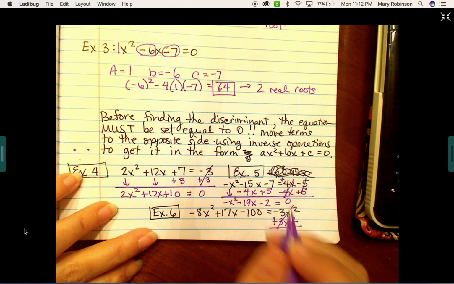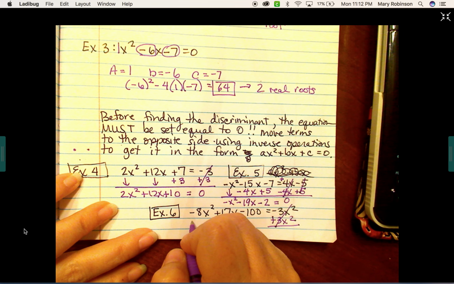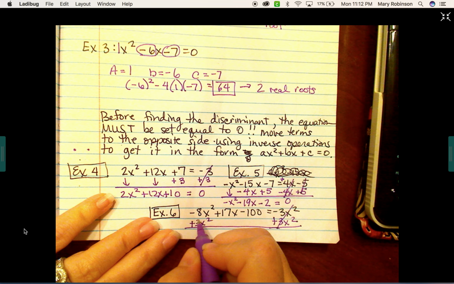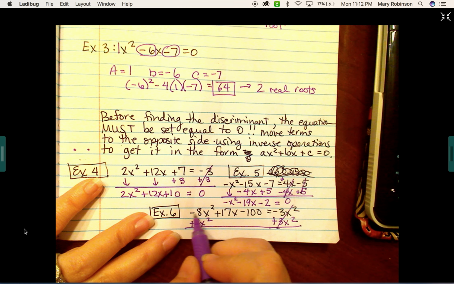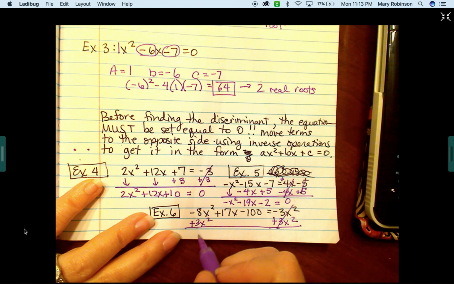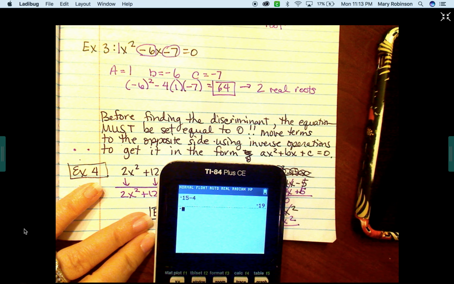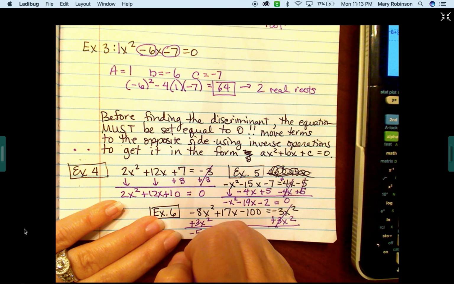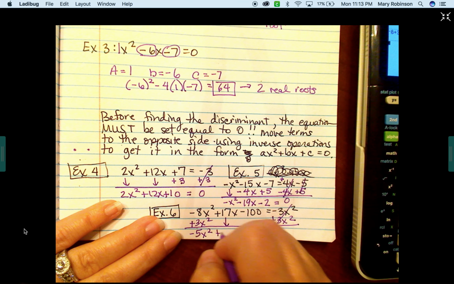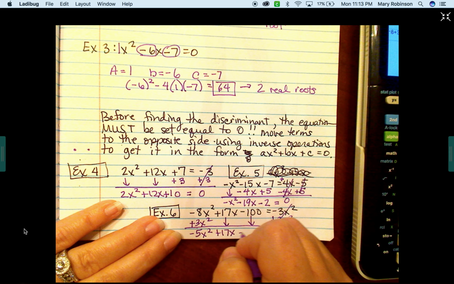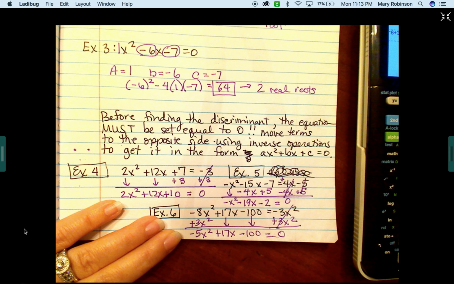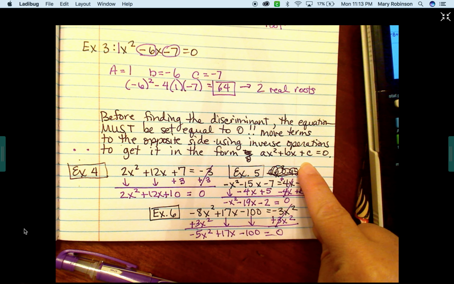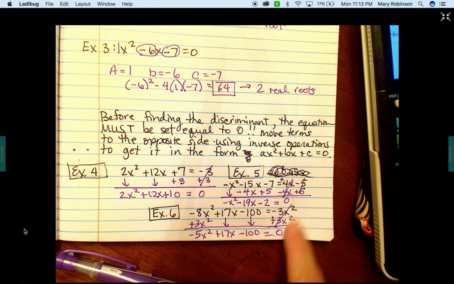So if I add 3x squared on the right, I must also add 3x squared on the left. Kind of running out of room here, but then we just do the math. Negative 8x squared plus 3x squared. Negative 8 plus 3, if you're not great with integers, is negative 5x squared. Bring this down, plus 17x, and bring this down, minus 100, and it's now equal to 0. So now we have it in the form, just like we're required to: ax squared plus bx plus c is equal to 0.